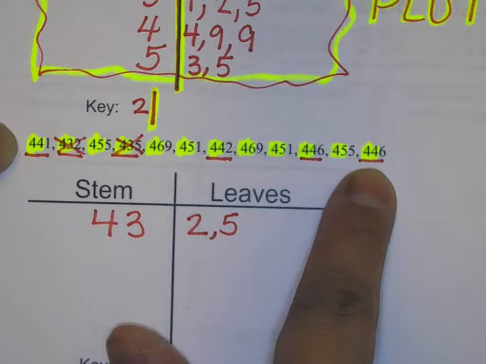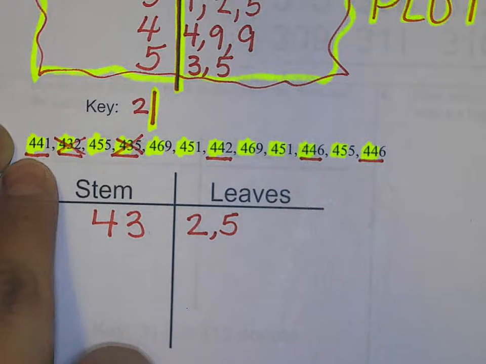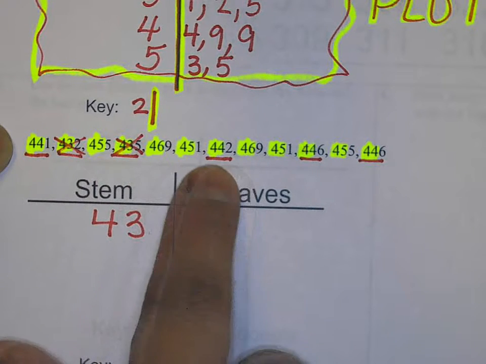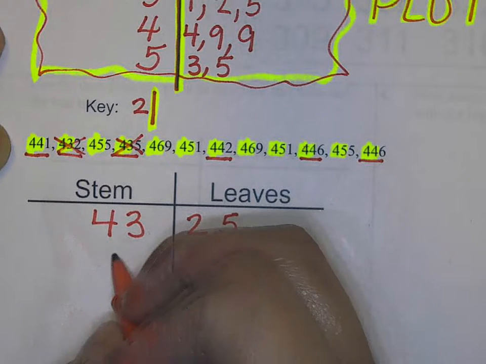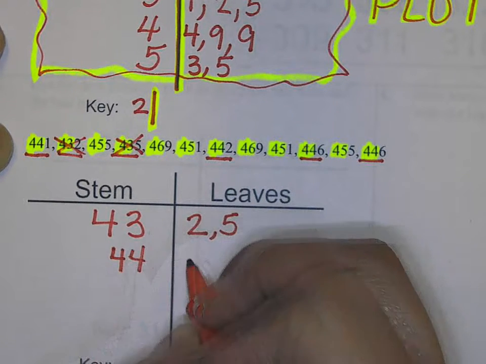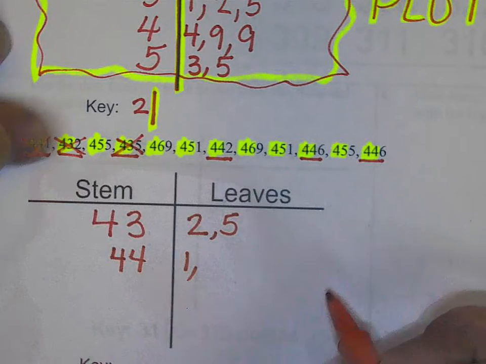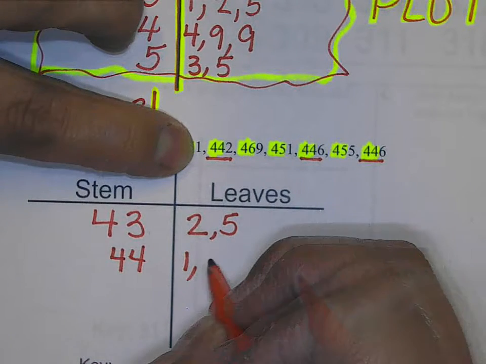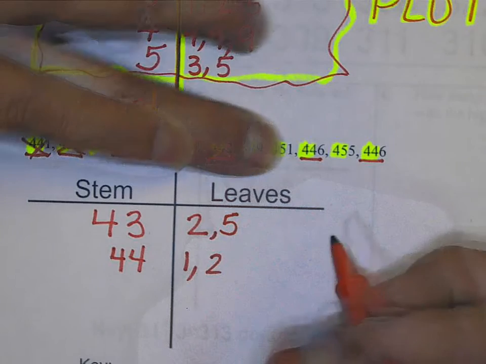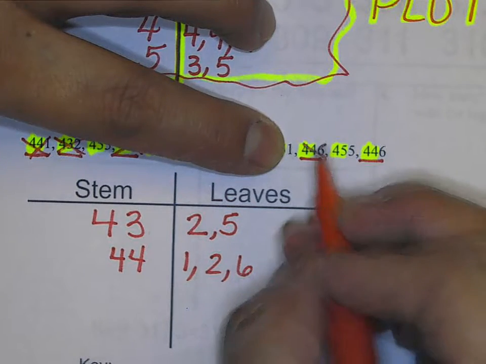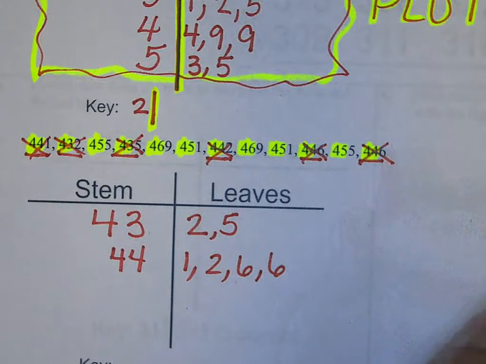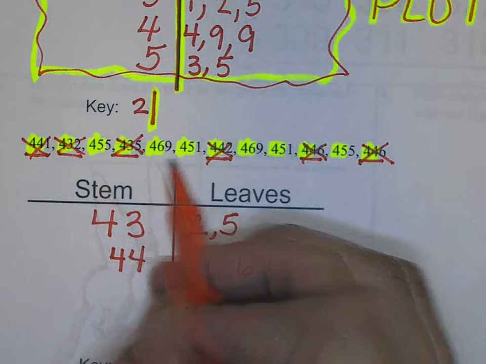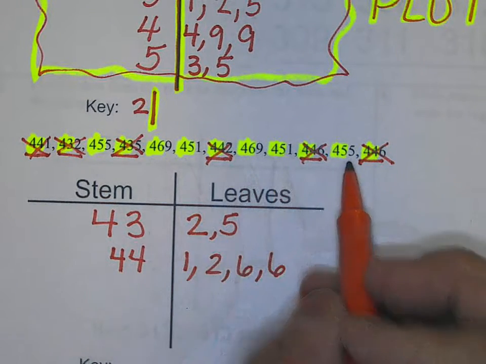440? Yes? Yes. Okay. 441, 442, 446, 446. They're already in order. 44 with a 1, 44 with a 2, 44 with a 6, and then 44 with a 6 again. Now I'm just left with 45, 46, 45, 46, 45, 45.